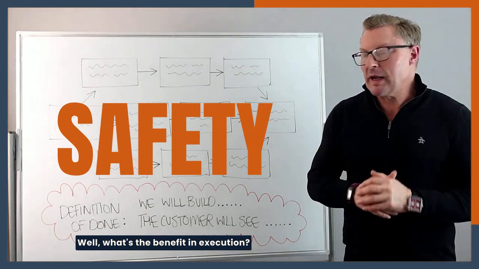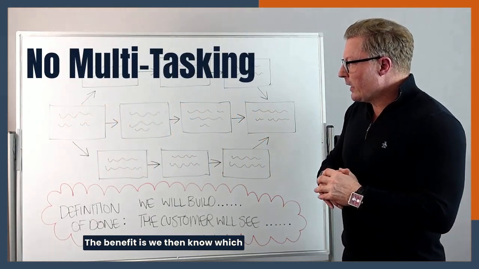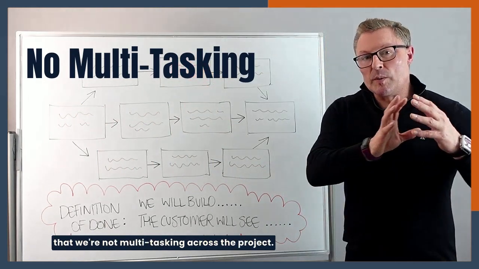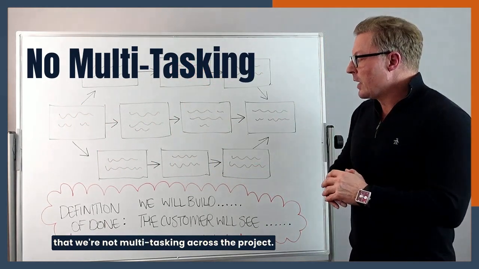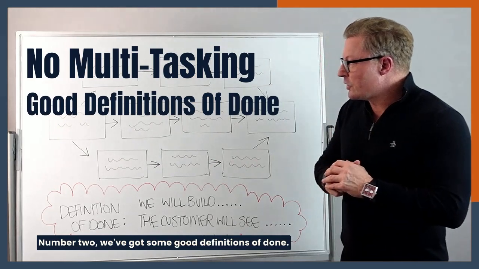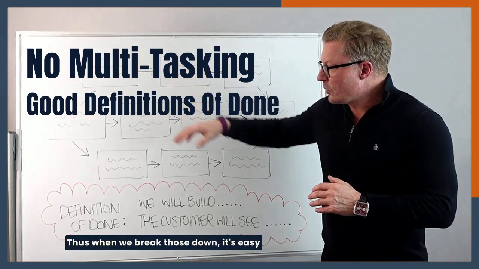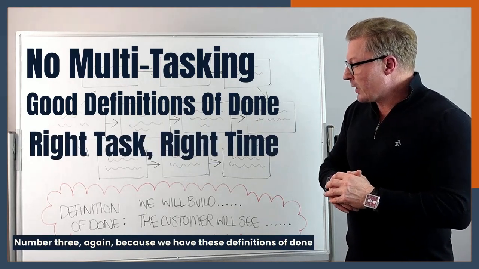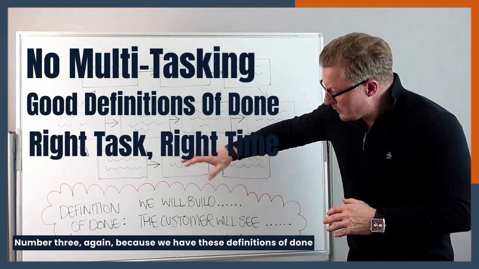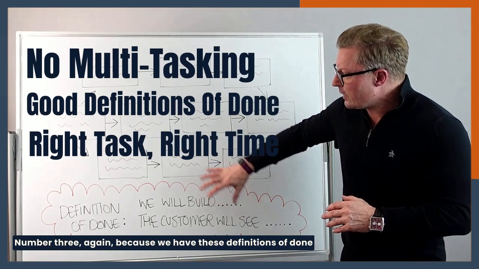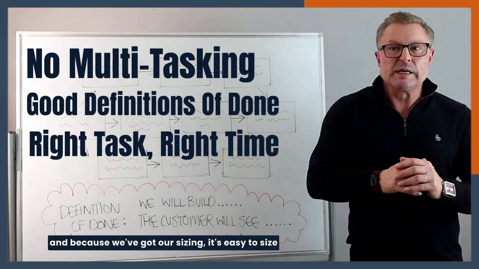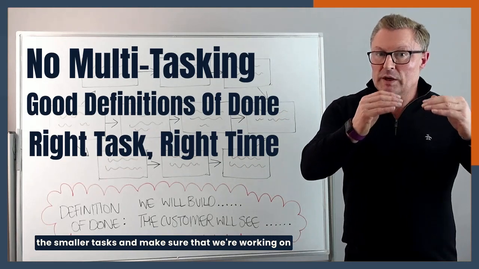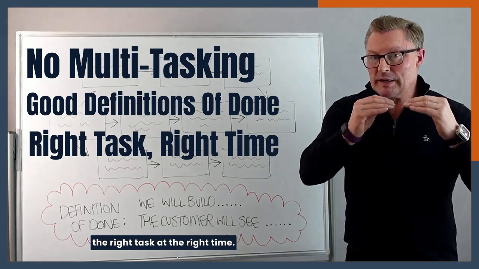Well, what's the benefit in execution? The benefit is we then know which chunk we should be working on so that we're not multitasking across the project. Number two, we've got some good definitions of done. Thus, when we break those down, it's easy to break it down into smaller tasks. Number three, again, because we have these definitions of done and because we've got our sizing, it's easy to size the smaller tasks and make sure that we're working on the right task at the right time.